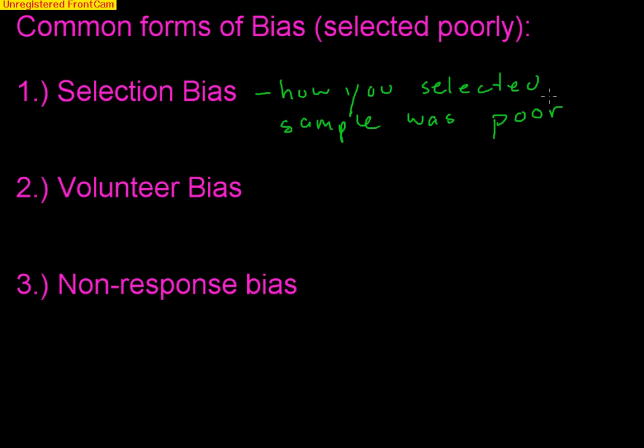That's another example of selection bias. Why? It's convenient to ask your friends. Well, how you selected that sample is biased, and it doesn't represent the population. Okay? Another form of selection bias is volunteer bias.